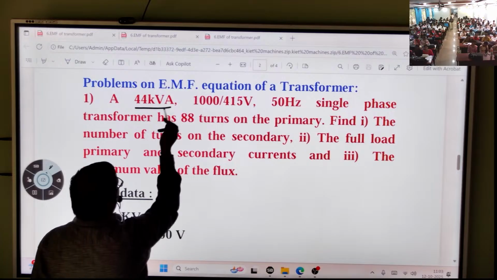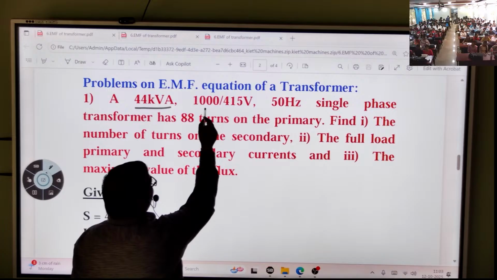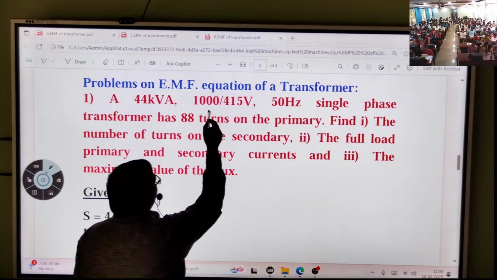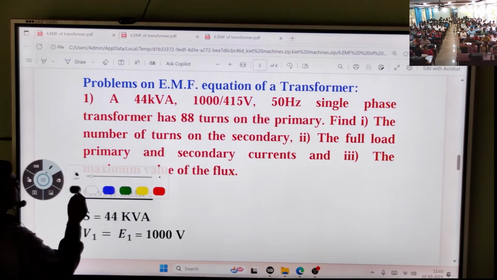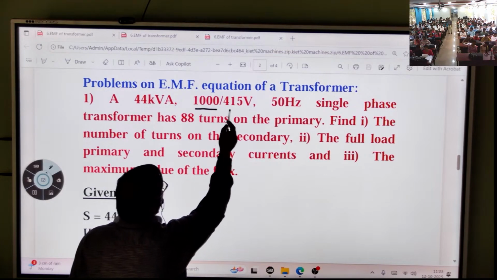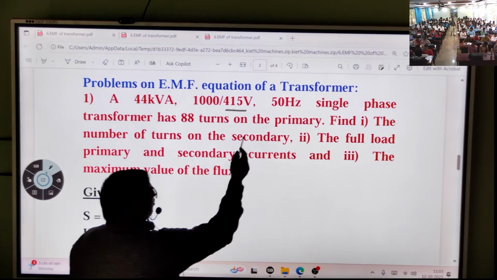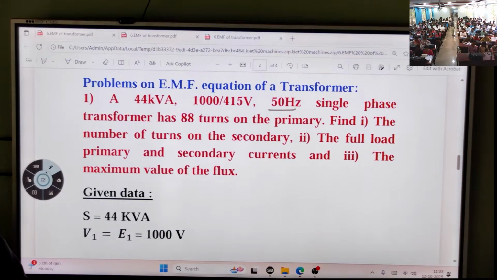A 44 kVA, that is power. The first one is V1, the second one is V2. This is power, this is V1, this is V2. Then frequency. 44 kVA, 1000 by 415 voltage. What do you mean by 1000? 1000 is equal to V1. 415 is equal to V2.